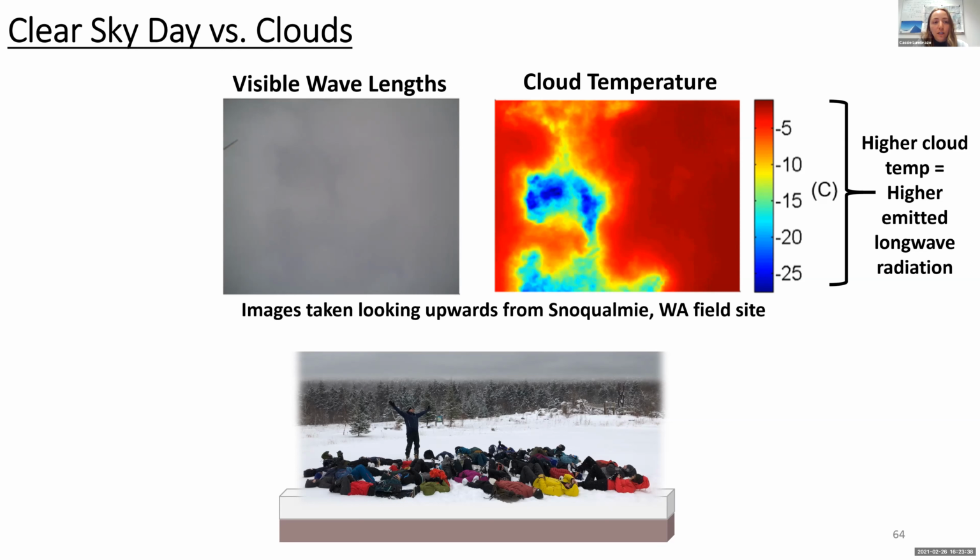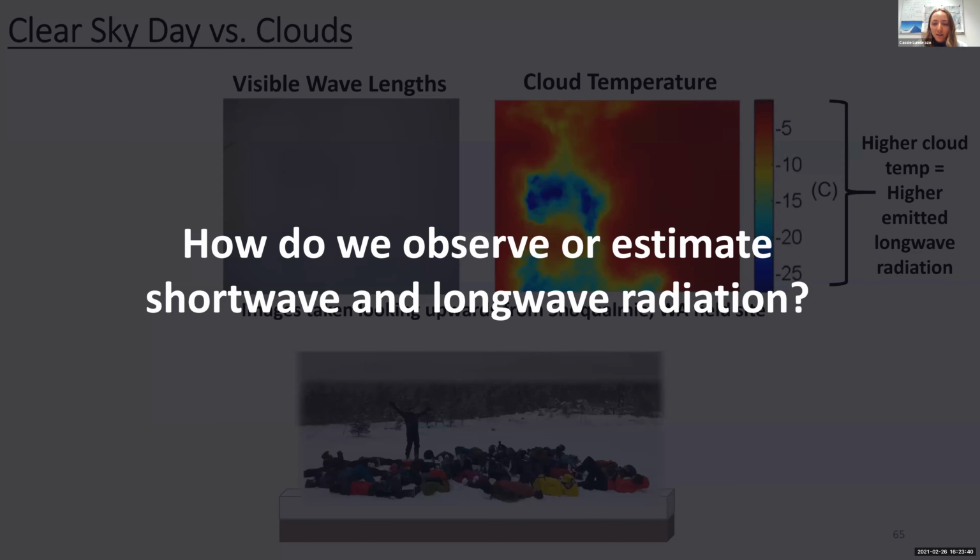But then if we are talking about modeling and how important these are for the snowpack, how do we observe or estimate shortwave or long wave radiation? It's something I have just emphasized for the past, I don't know how long, about how important they are and how much they impact our snow energy balance and our snowpack, whether it's melting or not. And if we want to model this, how do we observe or estimate these things?